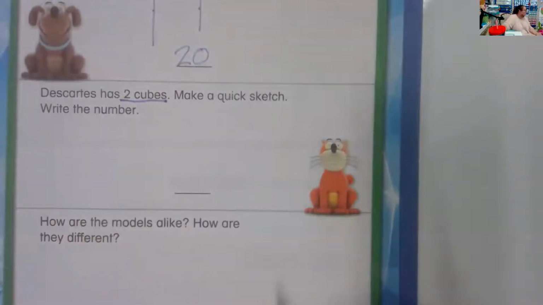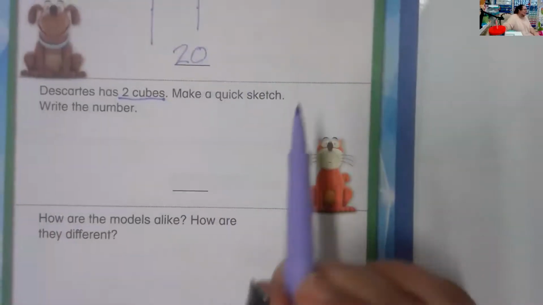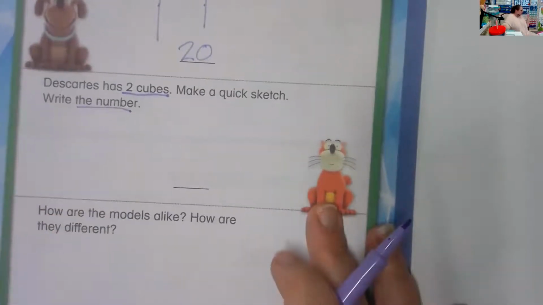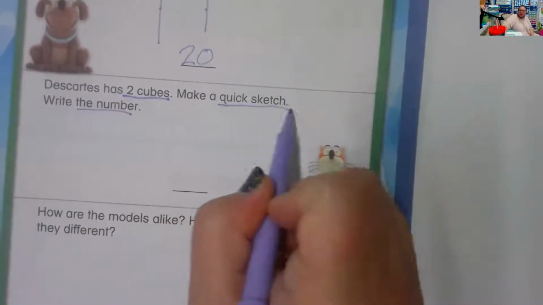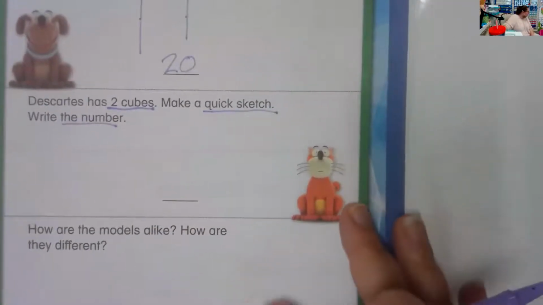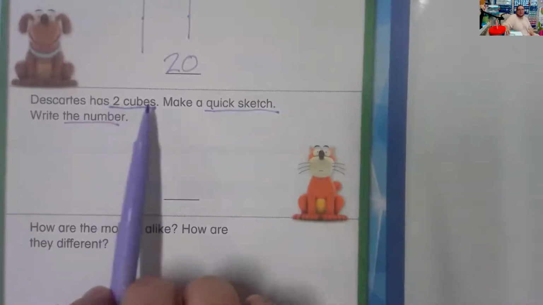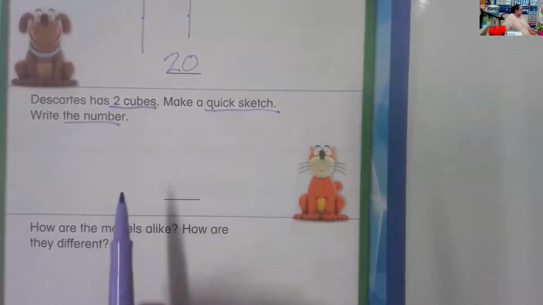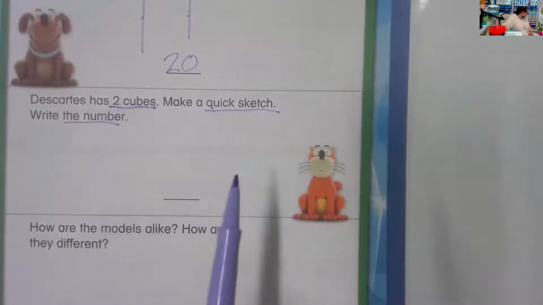2 cubes. Okay, is that all the information we're given? Yep. What do we need to know? The numbers. It's really familiar, huh? Okay, and in order to solve, do they give us a hint on what to do? Make a quick sketch. Since all we're doing is 2 cubes, we can make circles or squares for this one. Okay, let's go ahead and do squares since it tells us that we have 2 cubes.